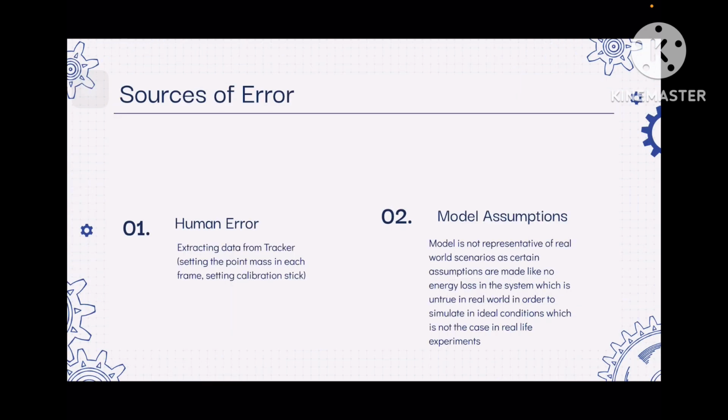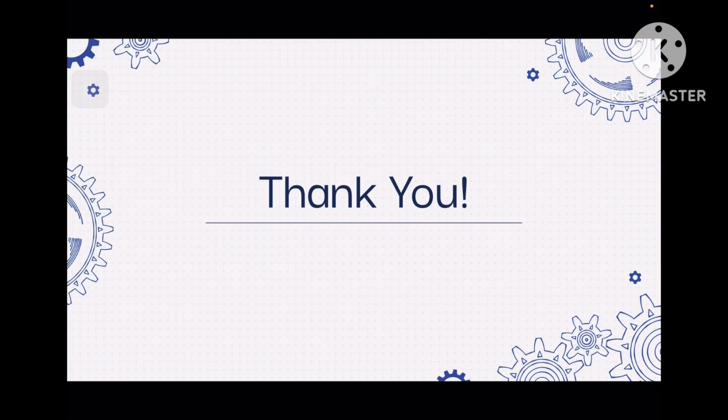Conclusion. Here are some of the sources of error. One is human error: extracting data from Tracker, like setting the point mass in each frame or setting the calibration stick, might be a little bit off. Two is the model assumptions. The model is not representative of real-world scenarios, as certain assumptions are made, like no energy loss in the system, which is untrue in the real world, in order to simulate ideal conditions, which is, again, not the case in real-life experiments. Thank you.